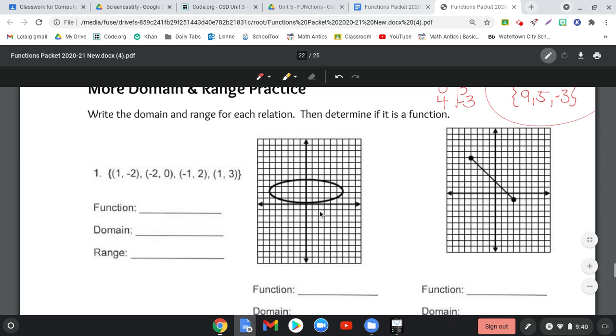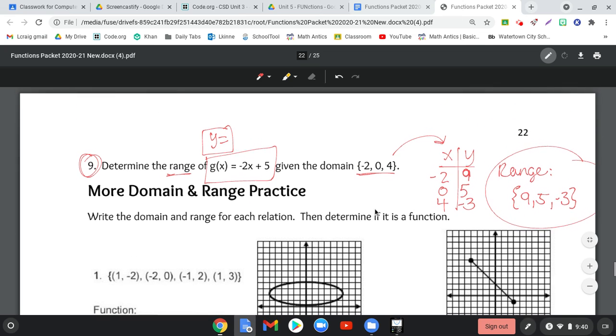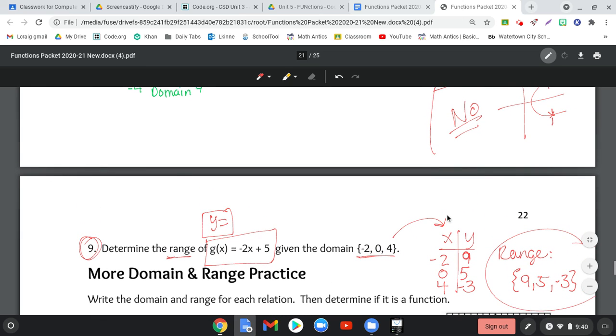Okay, so let's get some practicing with this. I'm going to stop the video here. Again, this question was originally on this previous page here.